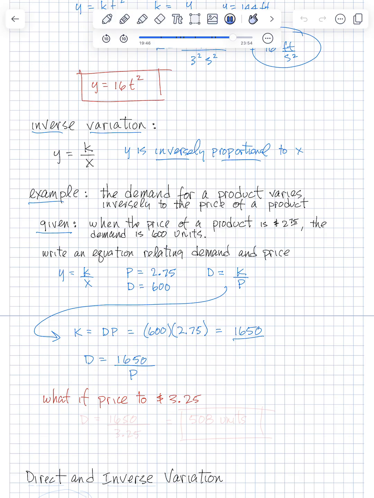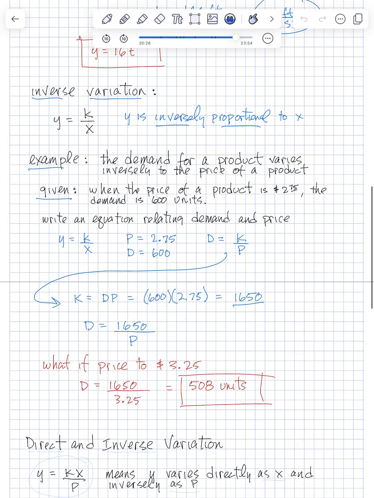So using this equation, demand is equal to 1650 divided by the new price, which we said is $3.25. And that gives you 508 units. So using the equation we found, D equals 1650 over P, we can find the demand for any given price.